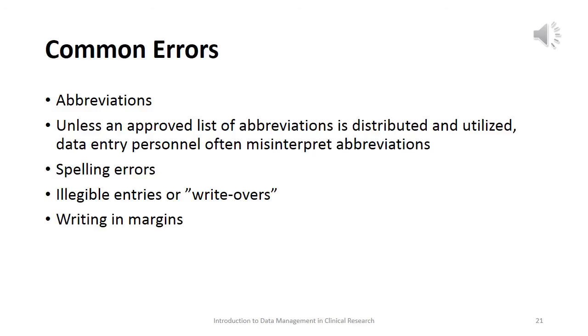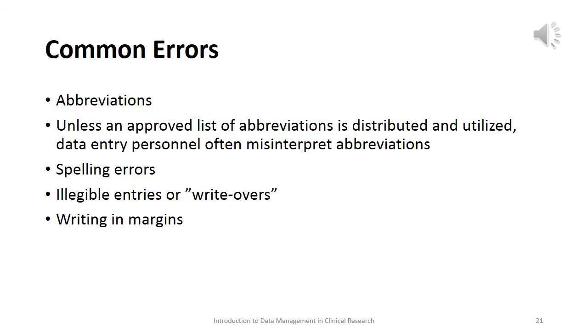Moving on with common errors, we might see abbreviations. Sometimes these might be abbreviations that we're not familiar with, so that can be an error that causes us to have to either send a query or contact the site to follow up on it. And unless an approved list of abbreviations is distributed, data entry personnel can often misinterpret abbreviations. We've got spelling errors. Those occur all the time. We have illegible entries, where we may have write-overs where they scratched out one response and wrote over it. So these are some of the errors that we see.